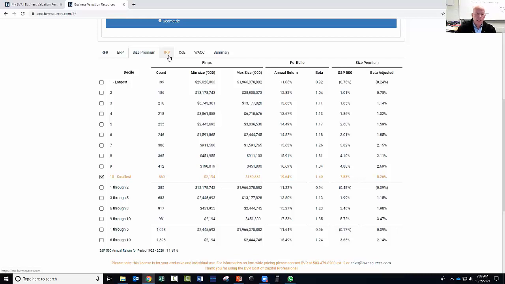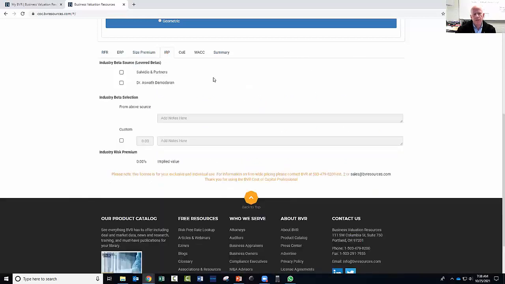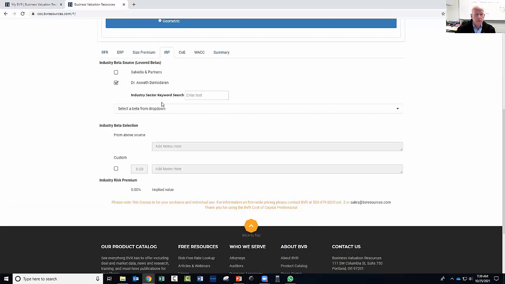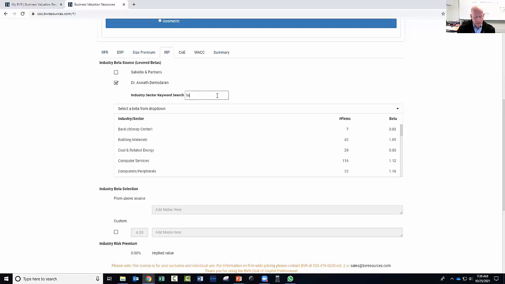Now I'll move on to the industry risk premium. And this is going to give us a little bit more about the industry as a whole. Again, it's for the same time period, but now we're being given some industry-specific parameters. Well, I can use the Salvideo and Partners data that's available through this tool, which is just a data repository, or I can use Damodaran. And again, I'm going to choose to use Damodaran. When I do that, it brings up the ability to search industries by some keywords. So I'm going to just go ahead and say technology.